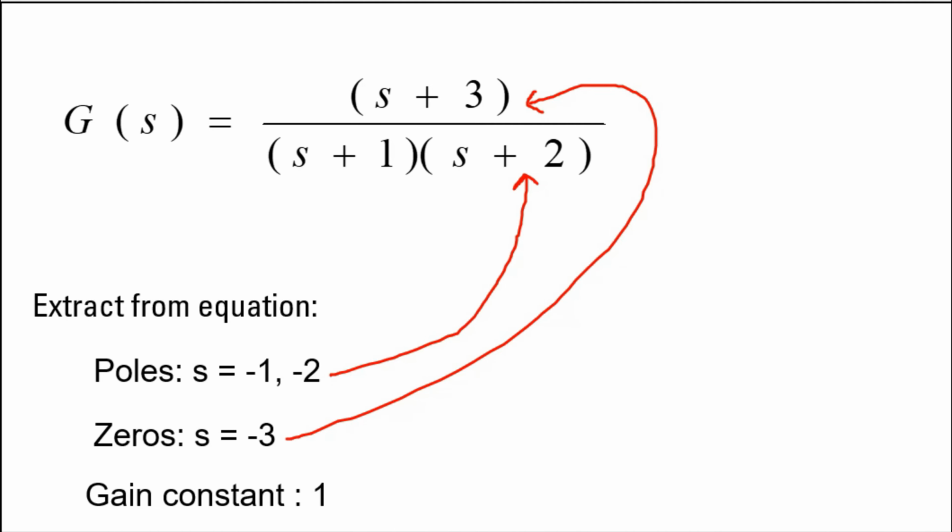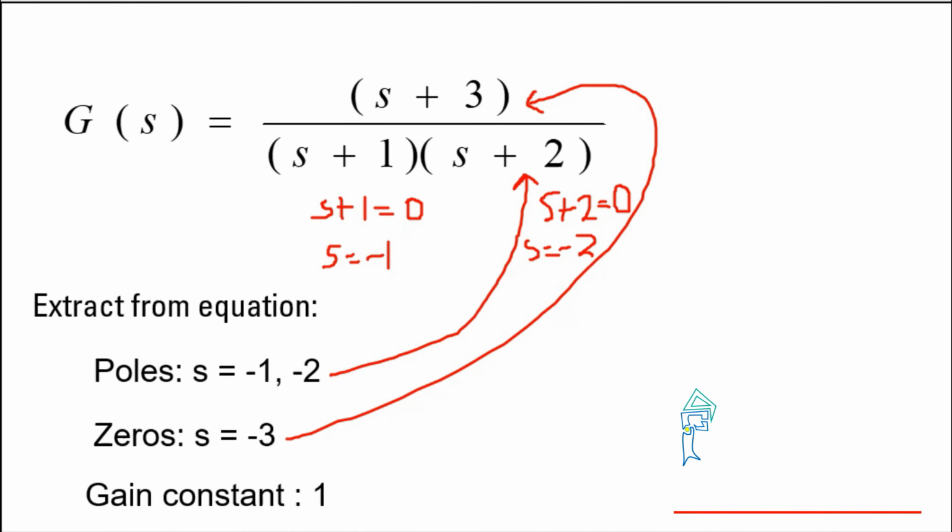Let's say for the poles we have two coordinates. This one we can write as S plus 1 equals 0, so S will be negative 1. The same goes here: S plus 2 is equal to 0, and S is negative 2. So this is for the poles. The same goes for the zeros, you use the same method.